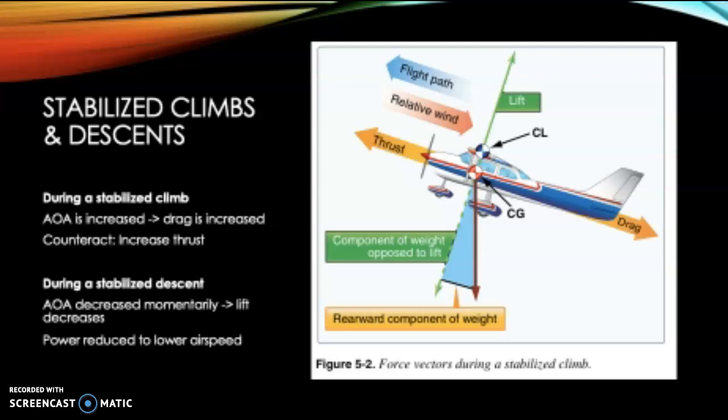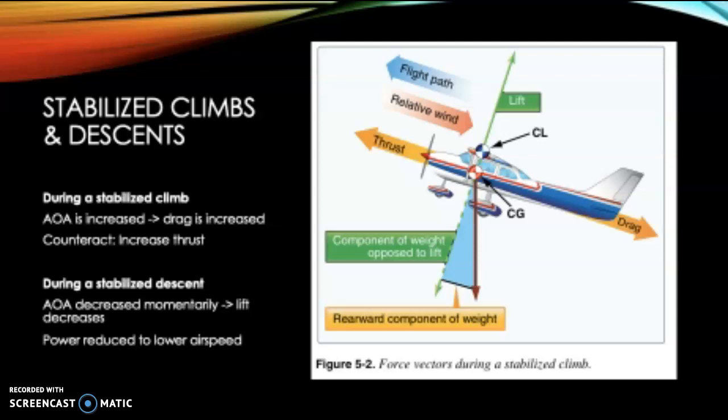Also, fun fact, when climbing, the aircraft climbs better in coordinated flight, and in order to accomplish this, right rudder should be applied. This is because of the left turning tendencies in the aircraft, which we will talk about more later. All right, descents. During descent, angle of attack is momentarily decreased, which means that lift is also decreased.